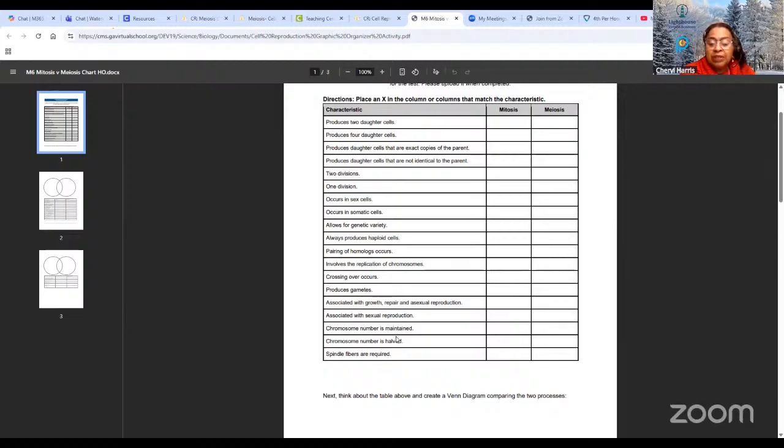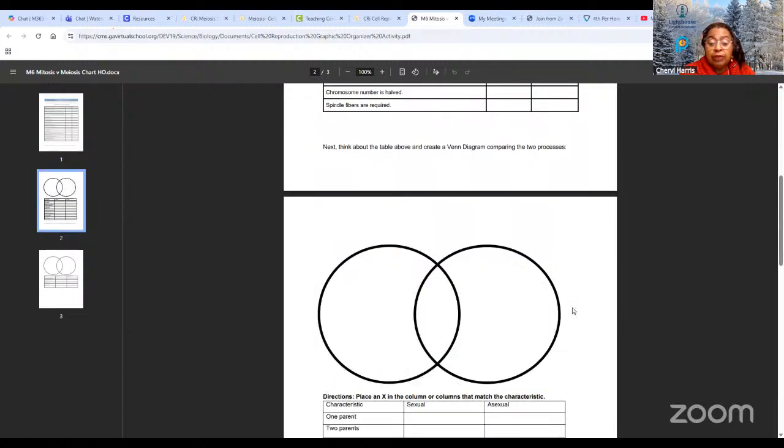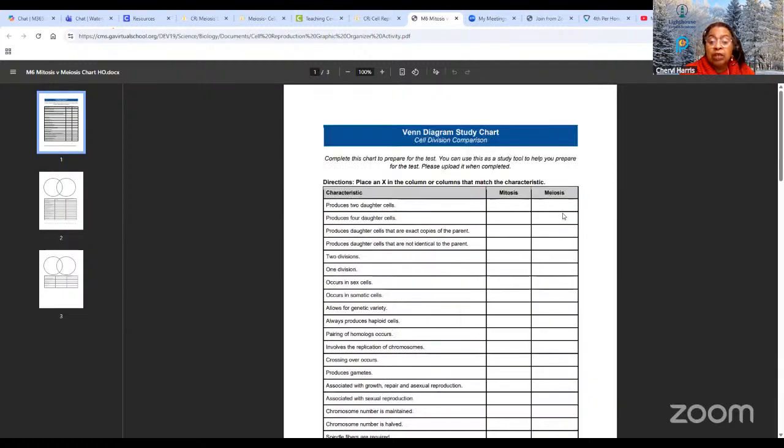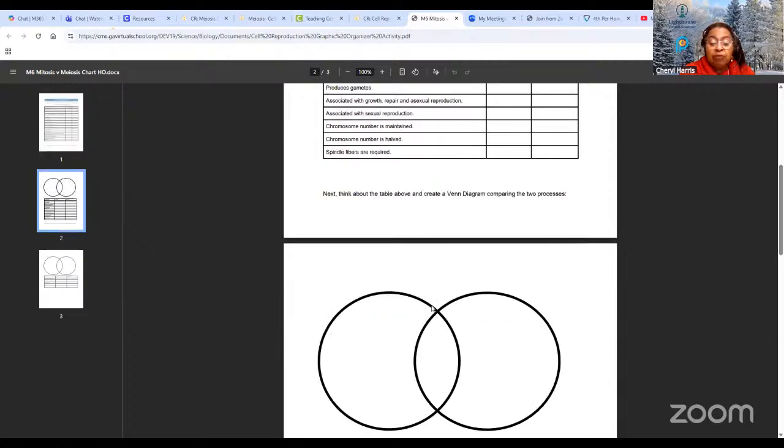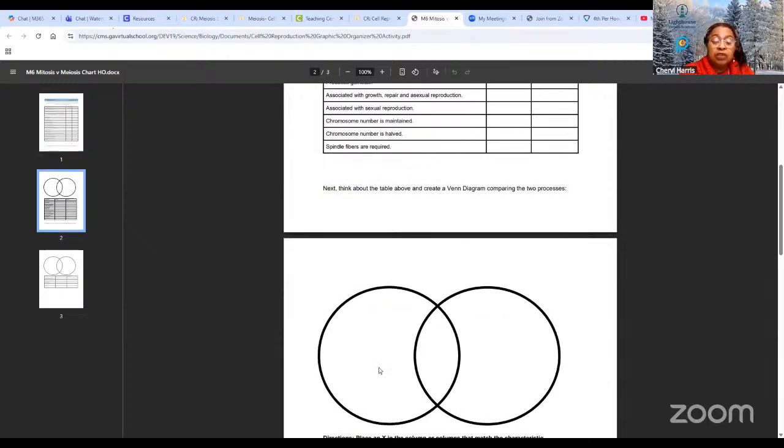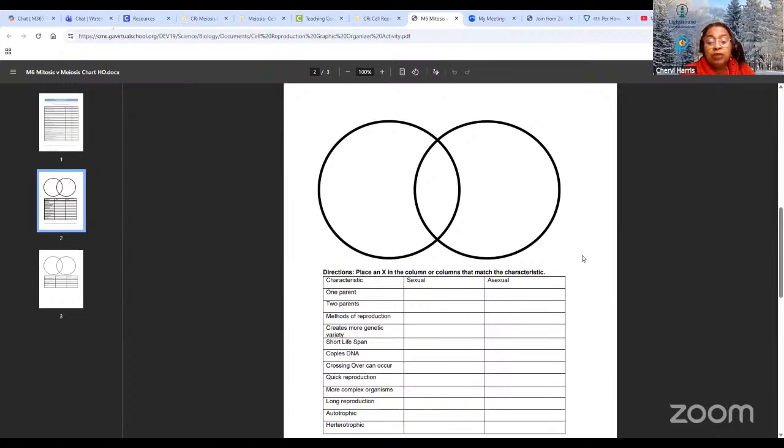Chromosome number is maintained in mitosis. It is reduced in meiosis. Okay, so that's half. And spindle fibers are required in both cases. Like I said, you don't have to do the Venn diagram, but the Venn diagram simply wants you to take all of this information up here. The things that have both will go in the middle. The things that are only mitosis would go on this side. The things that are only meiosis will go on that side. All right, moving right along.